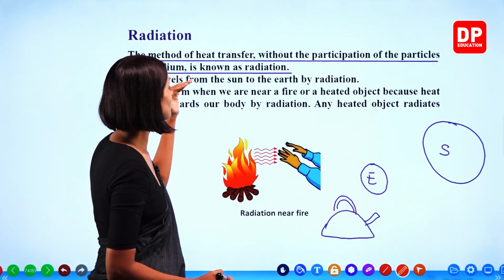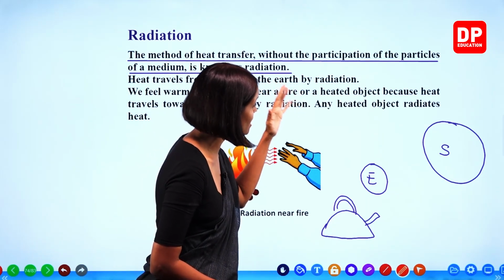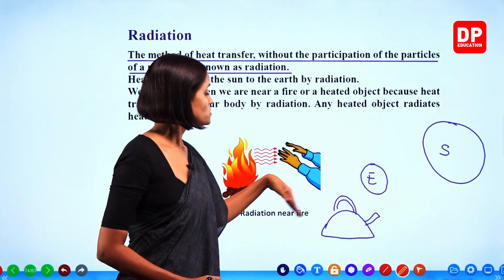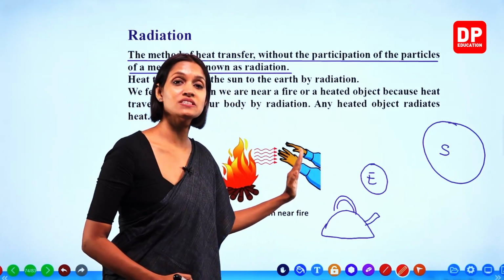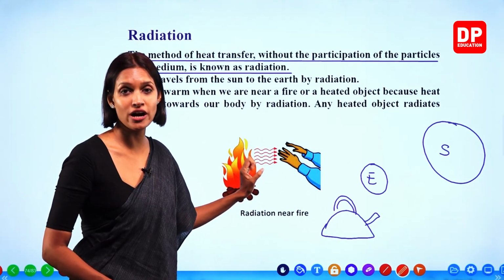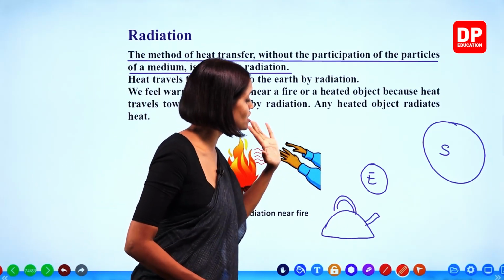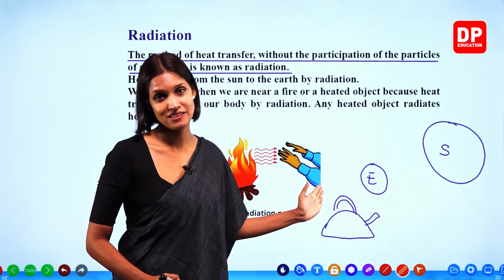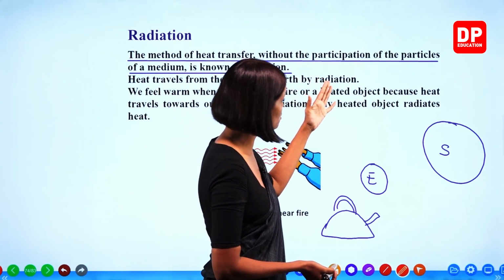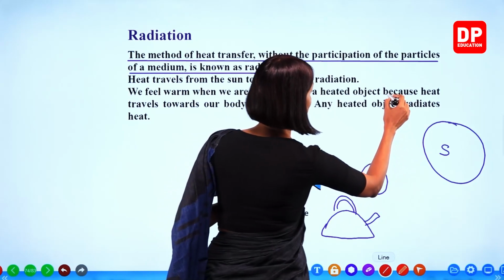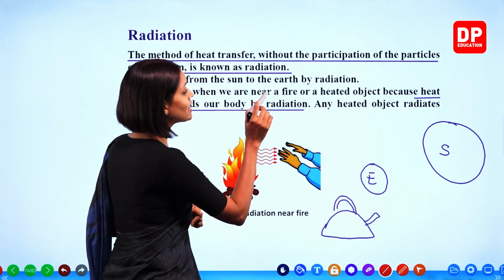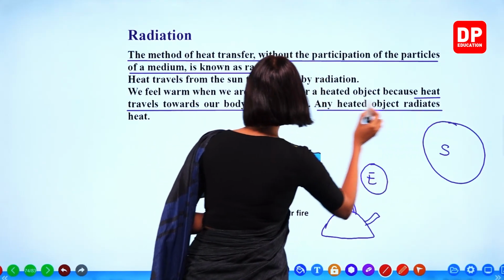We feel warm when we are near a fire or a heated object because heat travels towards our body by radiation. So we feel the warmth of these heated objects just because by radiation, heat transmits to our hand, right? All the heated objects radiate heat. Okay, children? So we feel warmth when we are near a fire or a heated object because, we'll underline, because heat travels towards our body by radiation, and any heated object radiates heat.